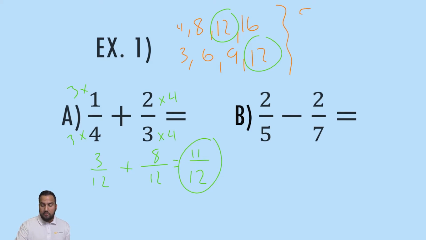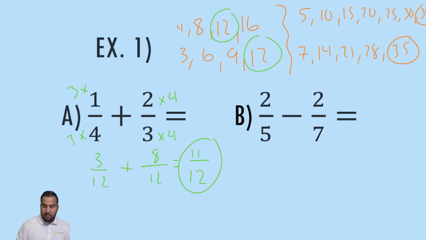So if I list the multiples of 5, I do 5, 10, 15, 20, 25, 30, 35. I'm going to stop right there. Why? Because 5 times 7 is 35, so I shouldn't go any bigger than that. I'm going to do the same thing with 7: 7, 14, 21, 28, 35. Did you notice that our LCD happens to be 35?